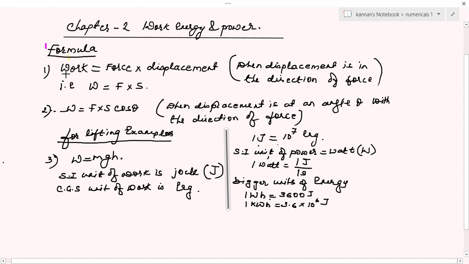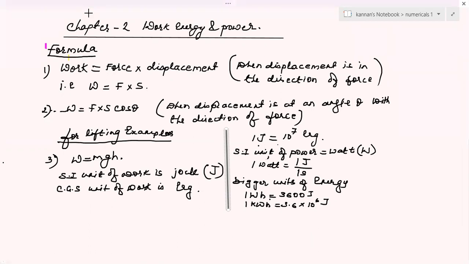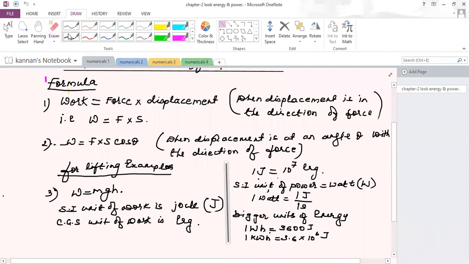The first formula, work. Work is equal to force into displacement. This can also be taken as the definition of work. Work is defined as the product of force and displacement in the direction of force. Work is always represented by the letter W.